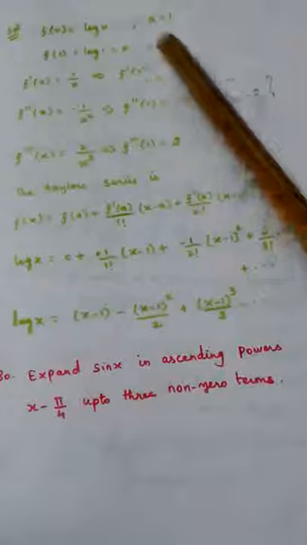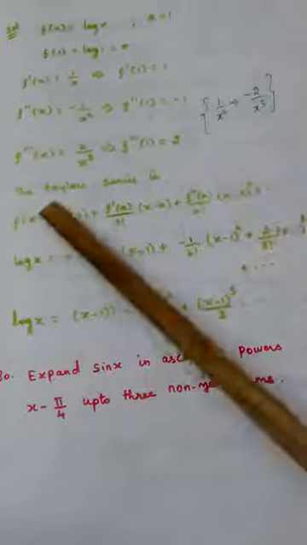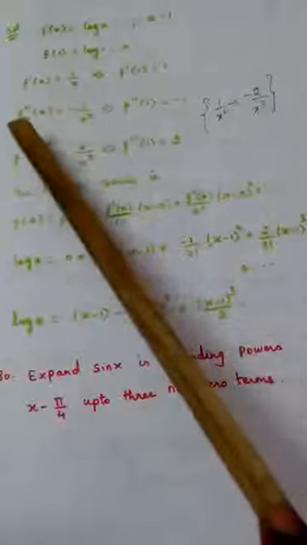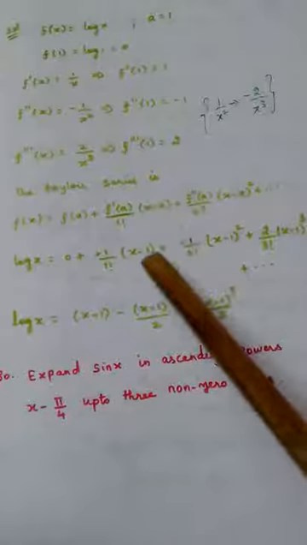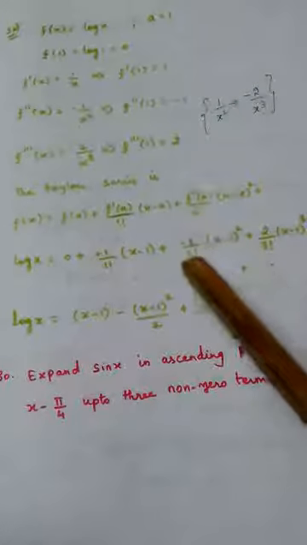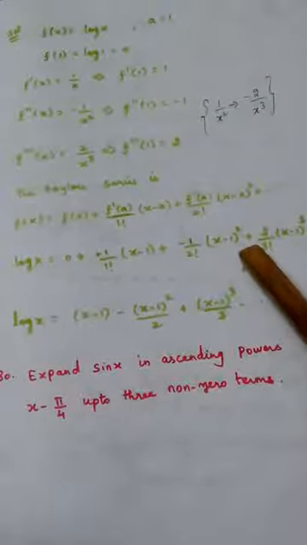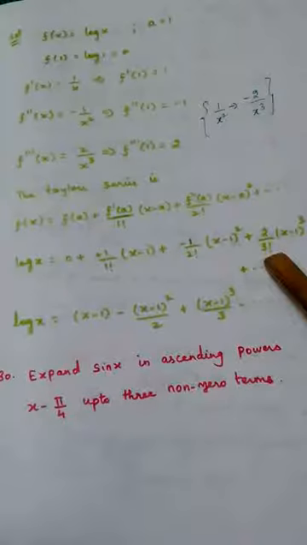Since we got 3 values, we will write the formula. This is called the Taylor series. The function given is log x. f of a means here f of 1. f of 1 is 0, so first term becomes 0. f dash of 1 is 1, so 1 by 1 factorial, x minus a is 1. f double dash of 1 is minus 1, so minus 1 by 2 factorial, x minus 1 whole square, plus what will be the next term? f triple dash of 1 is 2, so 2 by 3 factorial, x minus 1 whole cube, plus etc.